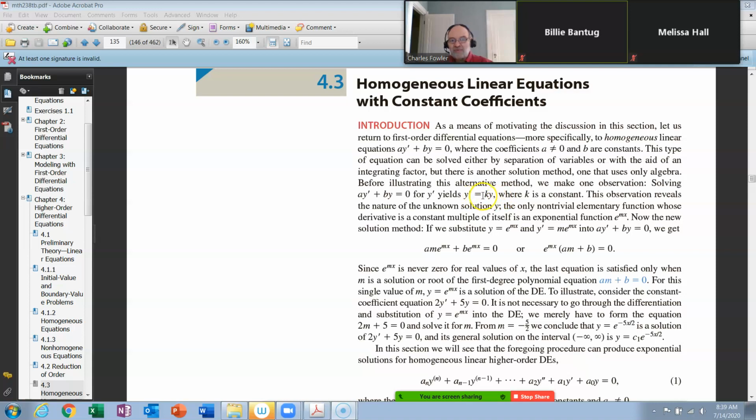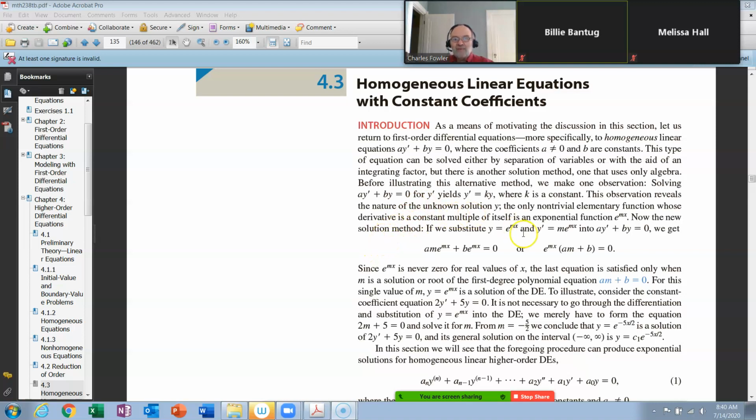But here's the observation they want you to make. If y prime is equal to some constant times y, the only function that's guaranteed always to do that is what function? When you take its derivative, you almost have the same function. Yes, the exponential function, absolutely. Okay, so the unknown solution for y has to be, now we're talking about the non-trivial elementary function. Certainly y is equal to 0 would work, because y prime is equal to 0, and 0 plus 0 is 0. Yeah, we're not interested in that one.